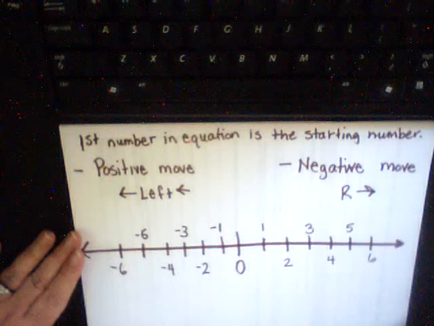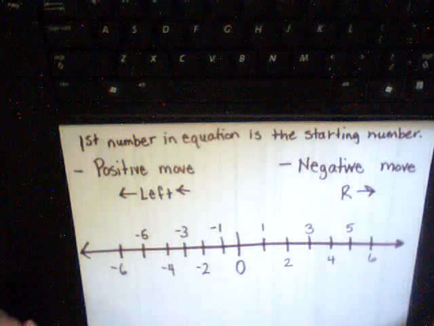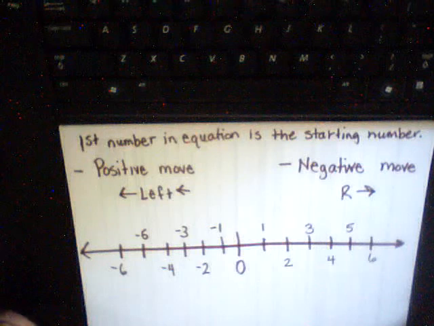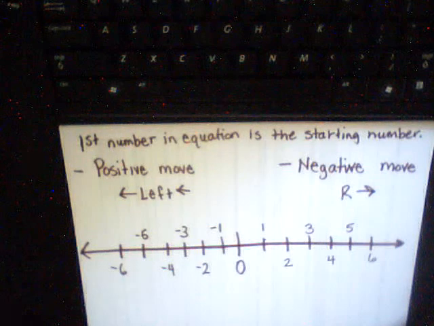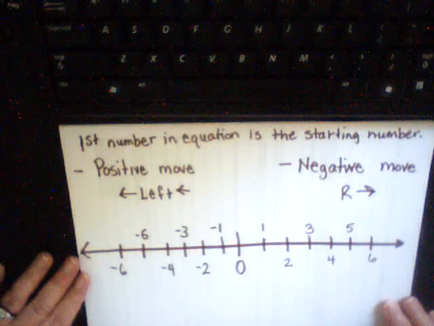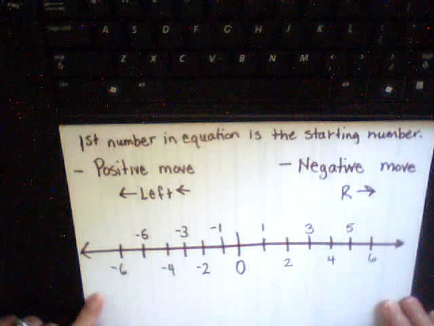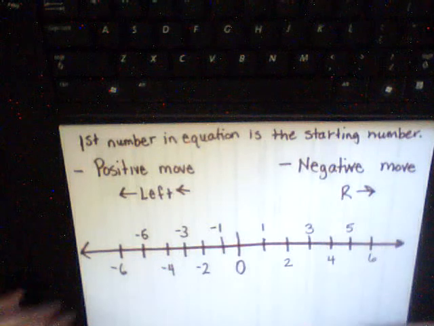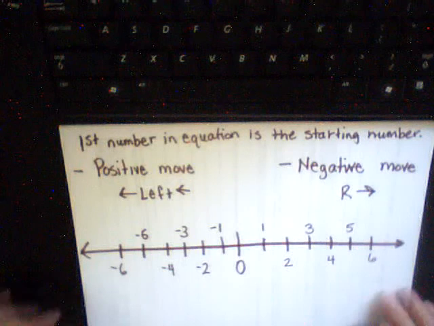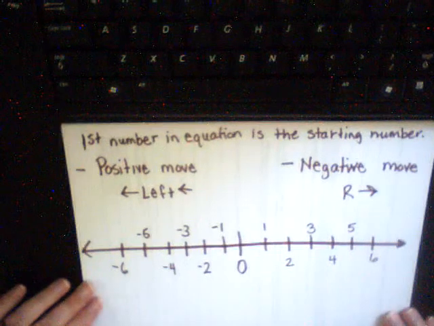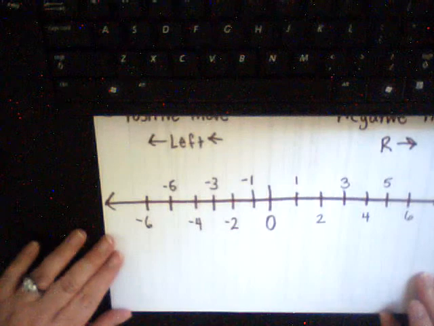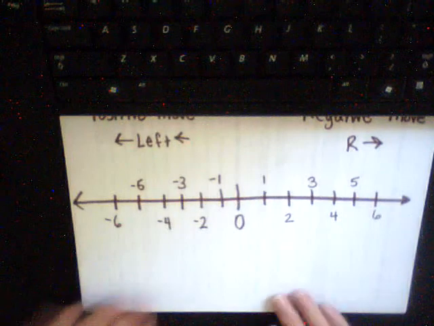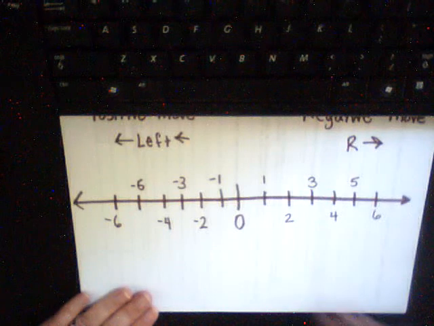Those are some things that you need to know. The first number in an equation is the starting number. If you're subtracting a positive integer, you move to the left. If you're subtracting a negative integer, you move to the right. I hope you've written that down above your number line just like I have. I'd like for you to copy what I'm doing so that you'll have it for your own notes when we're not together. So, here we go. I'm going to move this up a little bit so I have a little bit of writing room. You can see the bottom of my paper so you can see the problems that I'm working with.